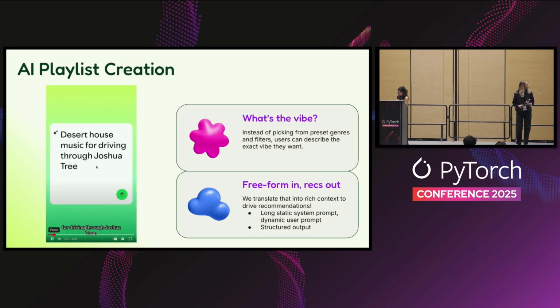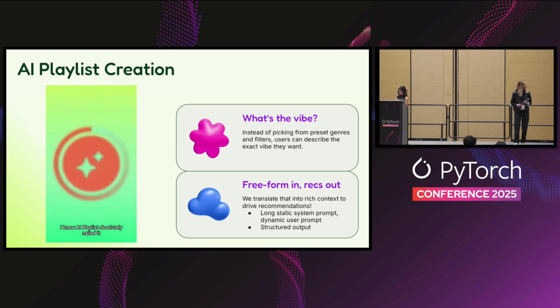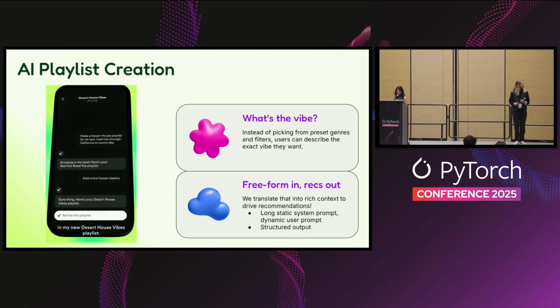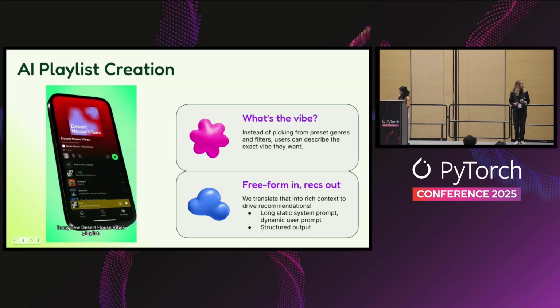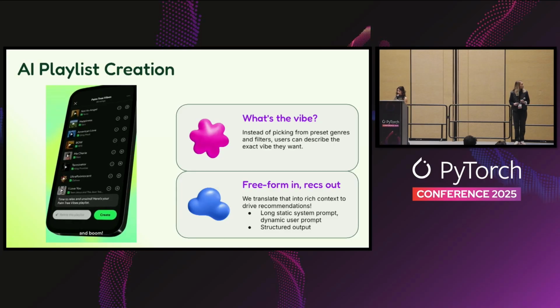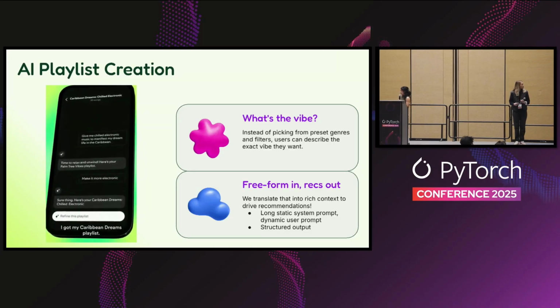Desert house music for driving through Joshua Tree. I knew AI Playlist absolutely nailed it when it recommended Desert Night by Rufus Du Sol and my new Desert House Vibes playlist. Give me chilled electronic music to manifest my dream life in the Caribbean, and boom, I got my Caribbean Dreams playlist.